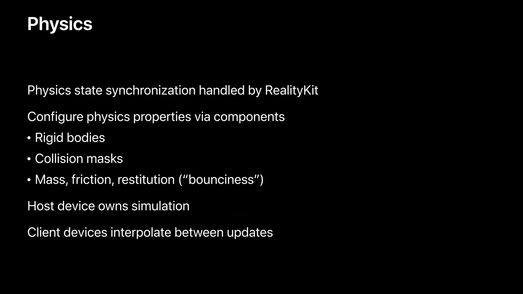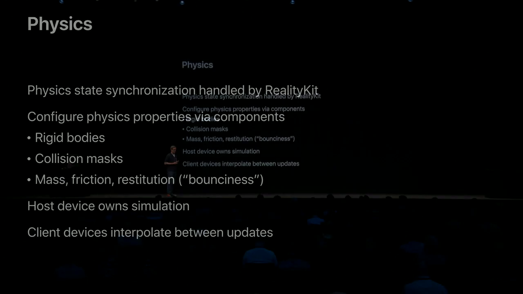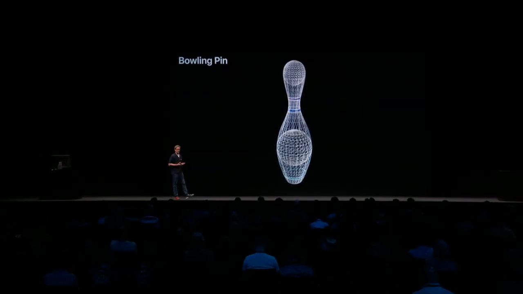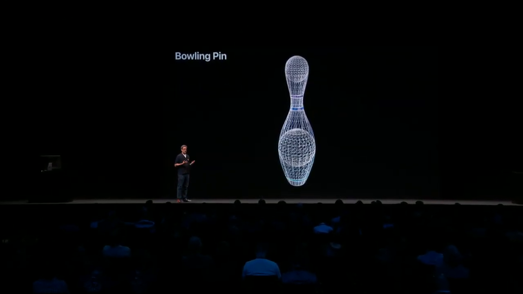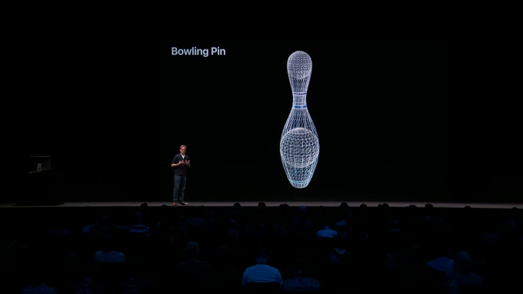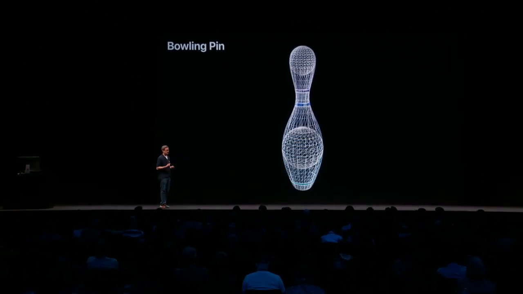Now, in SwiftStrike, most of the objects are pretty simple. The ball's a sphere, the play surface is a plane. We put walls on the sides to make sure the ball doesn't fly out. But there's one object that we really needed to get right that's a little bit more complicated than that, and that's the bowling pin. Really needed this to bounce true and sound right for the game to be compelling.